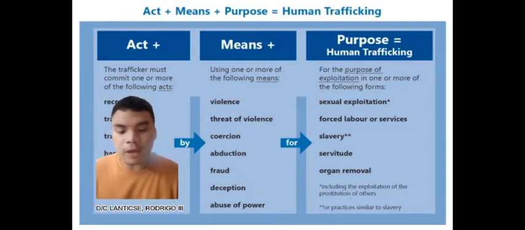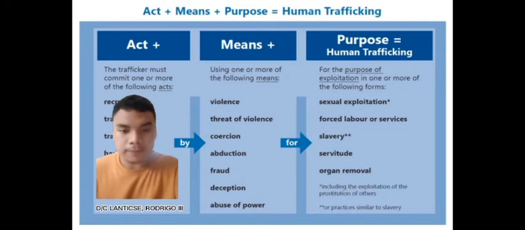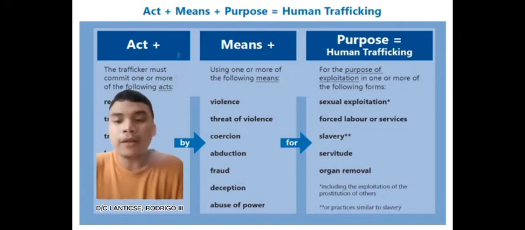Second, forced labor or services. Forced labor occurs when individuals are compelled against their will to provide work or service through the use of force, fraud, or coercion. And the third is slavery.